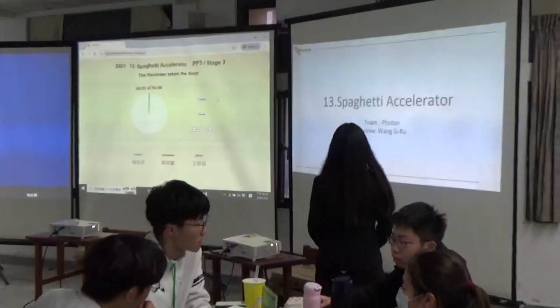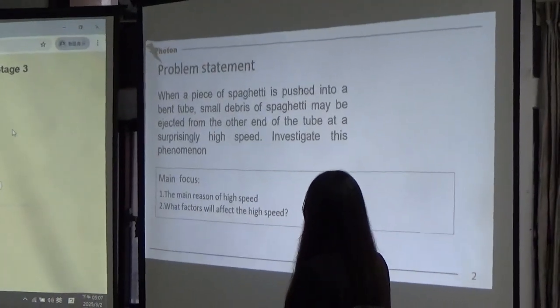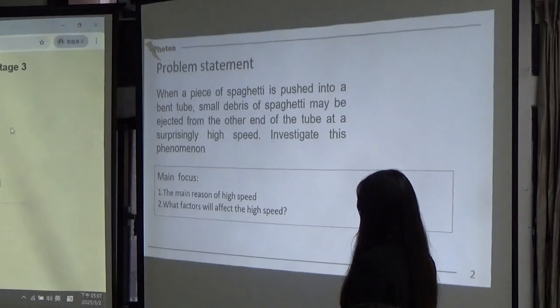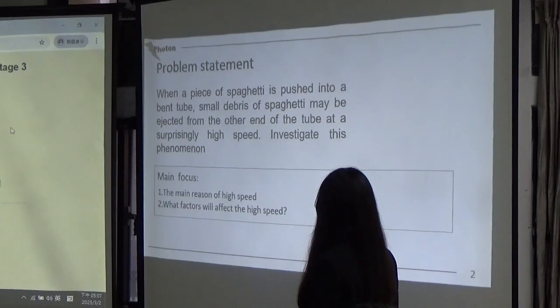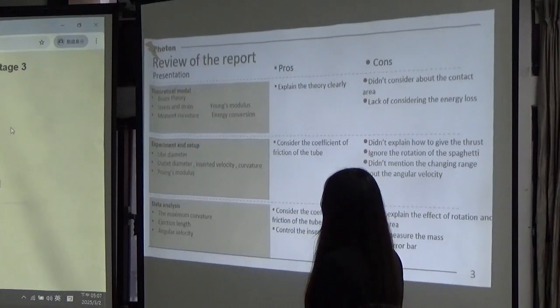Hello everyone, I'm Wang Zhiru from Team Photon, and today I'm going to review problem number 13, spaghetti accelerator. In the problem statement, my main focus is the main reason for the high speed and what factors affect the high speed. And here is a review of the report.